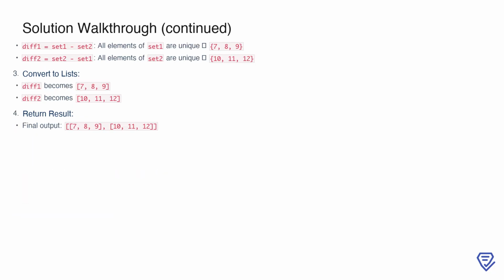In example 3, subtracting set 2 from set 1 gives diff1 equals {7, 8, 9}, because all elements of set 1 are unique. Similarly, subtracting set 1 from set 2 gives diff2 equals {10, 11, 12}, because all elements of set 2 are unique. Converting these sets back into lists, diff1 becomes [7, 8, 9], and diff2 becomes [10, 11, 12]. The final result is [[7, 8, 9], [10, 11, 12]], representing the unique elements from each input array. This illustrates how the solution handles arrays with no overlapping elements, ensuring all unique elements are correctly identified and returned.